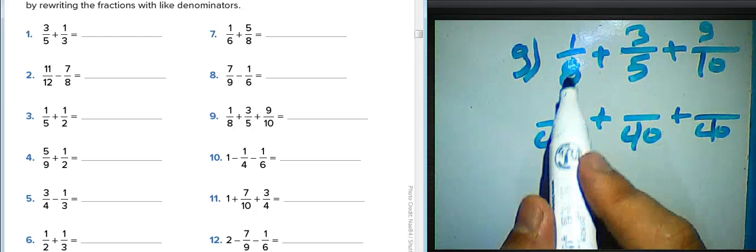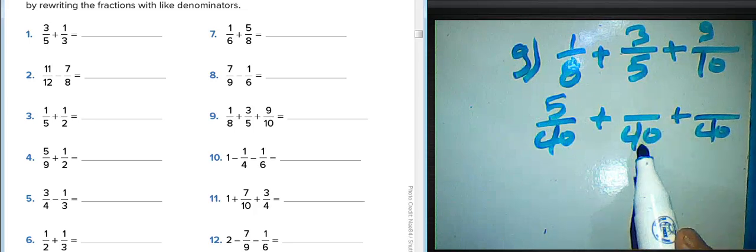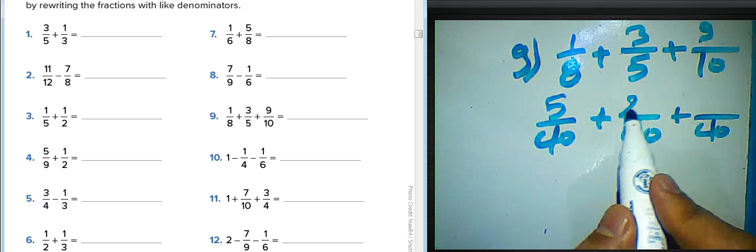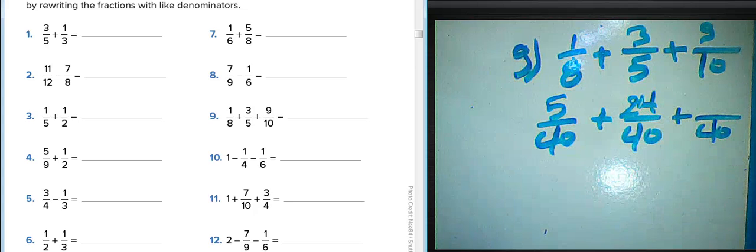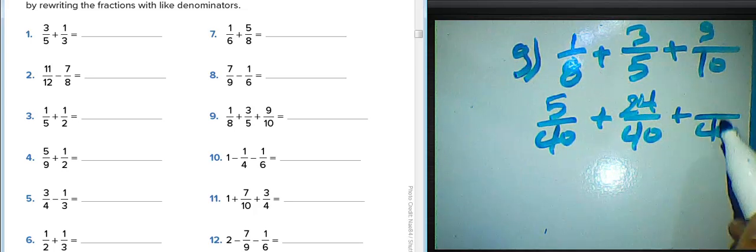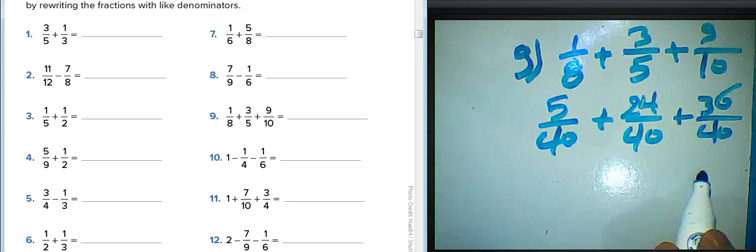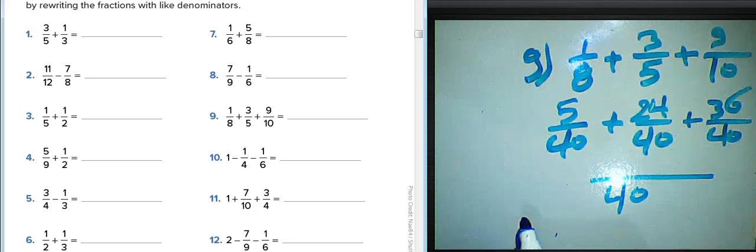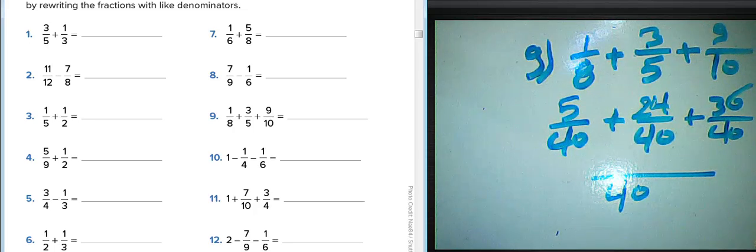5 times 8 equals 40, 5 times 1 equals 5. 5 times 8 equals 40, 3 times 8 equals 24. 4 times 10 equals 40, 4 times 9 equals 36. And then we write 40 in the denominator, and then we can add the results here.